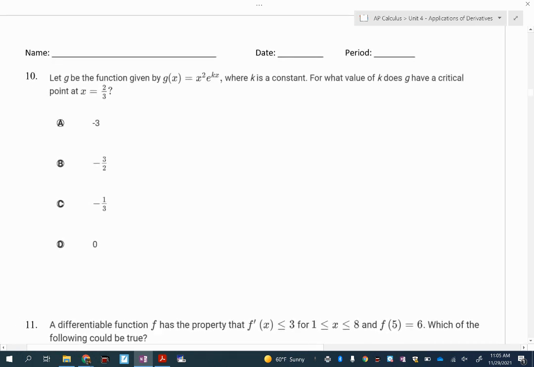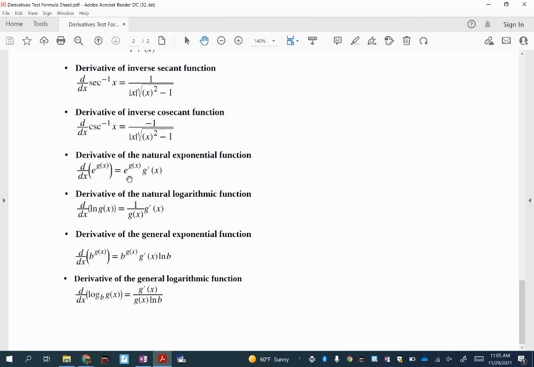Okay, number 10 says we want to find the value for k where g has a critical point at x equals 2/3. All right, so I need to find the derivative of this to find my critical points. Again, product rule here. So that's going to be 2x times e to the kx power plus the derivative of the exponential function, this natural one, is just you copy it and then you do g prime of that power.